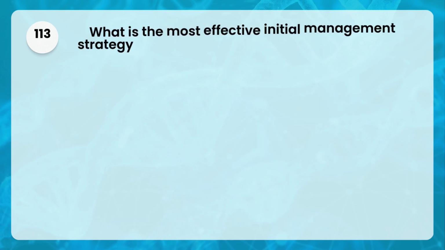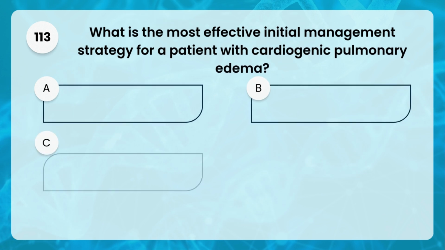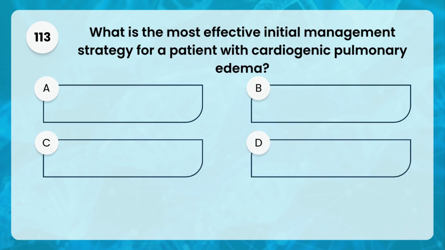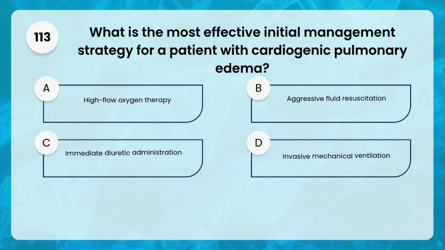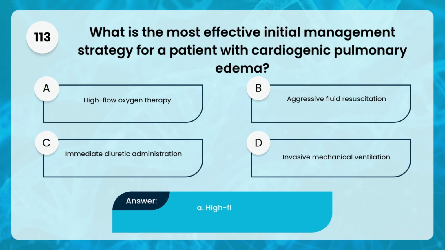Number 113. What is the most effective initial management strategy for a patient with cardiogenic pulmonary edema? A. High-flow oxygen therapy. B. Aggressive fluid resuscitation. C. Immediate diuretic administration. Or D. Invasive mechanical ventilation. The answer is A. High-flow oxygen therapy.